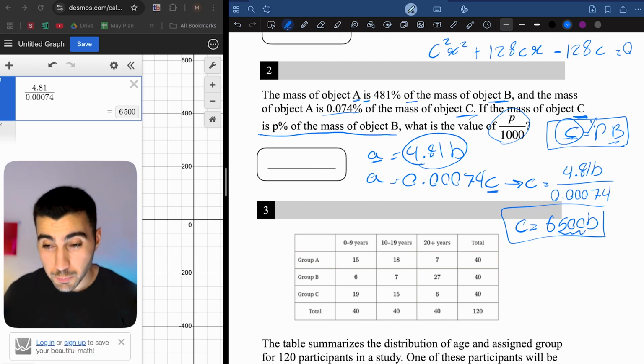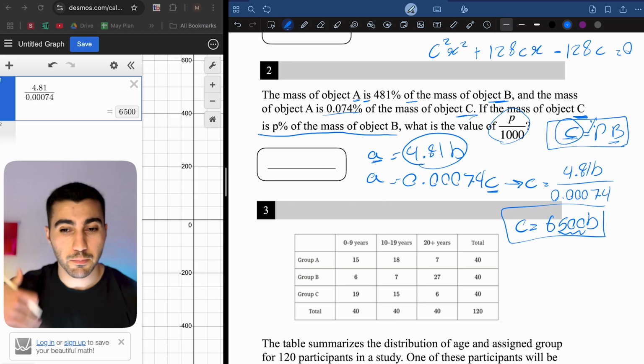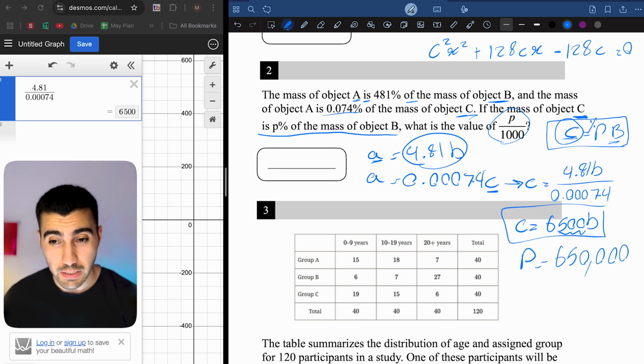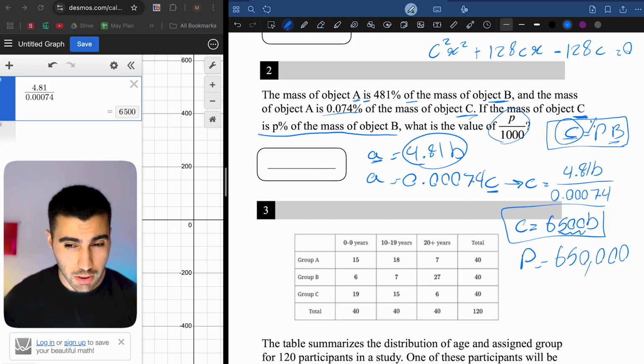Now convert this into percent. Well, we divided by 100 to make it decimal. Now to make it back, we're going to multiply by 100. So P is equal to basically 0 to another 0, so 650,000. P is 650,000. So are we going to plug this into the box?